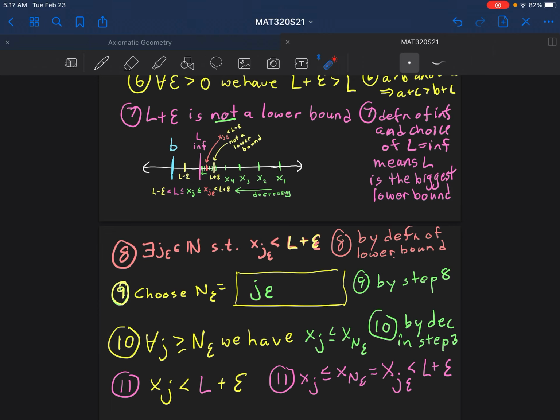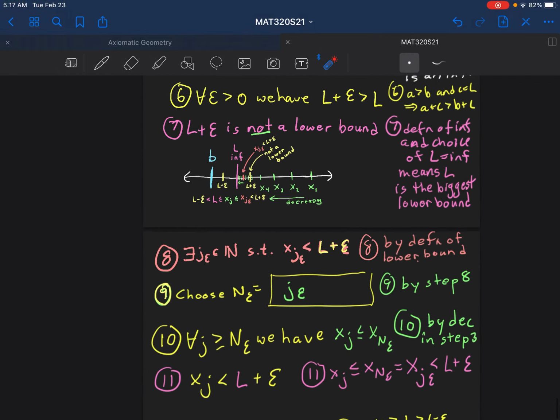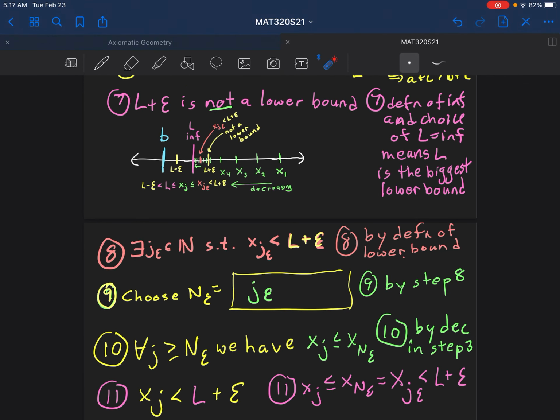All right, and then in step 9, we're going to choose our N epsilon. We're just going to choose N epsilon to be that J epsilon, which we found in step 8. And then we want to say for all J's greater than N epsilon, we have something that we want. Well, we have that XJ is less than or equal to XN epsilon. Why do we have that? This is a green fact that we have. And this is by the decreasing. So the XJs keep going down after we get here. They keep going down.